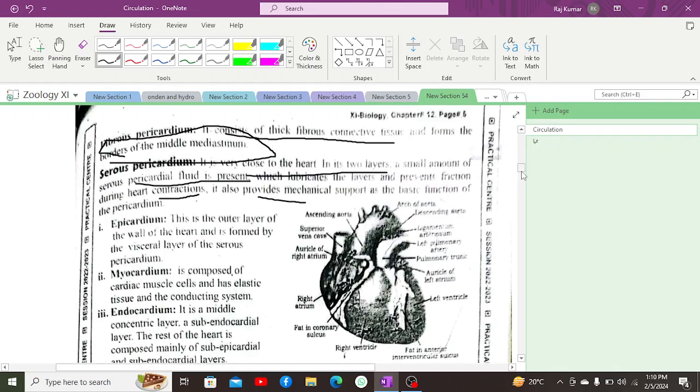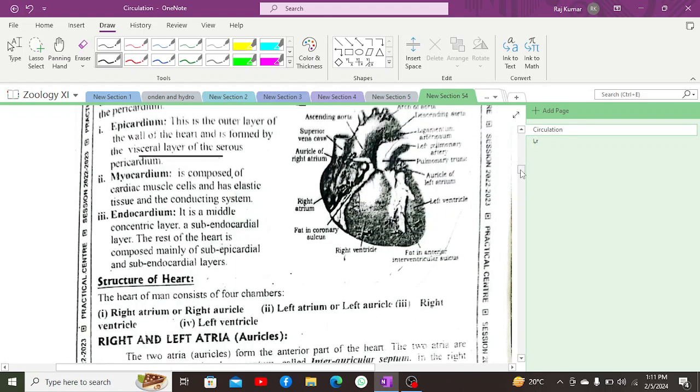Epicardium is the outer layer of the heart and is formed by the visceral layer of the serous pericardium, and it is in contact with the inner visceral serous pericardium. Some books also mention that the inner visceral serous pericardium is itself the epicardium, but according to our book, it's not the case.